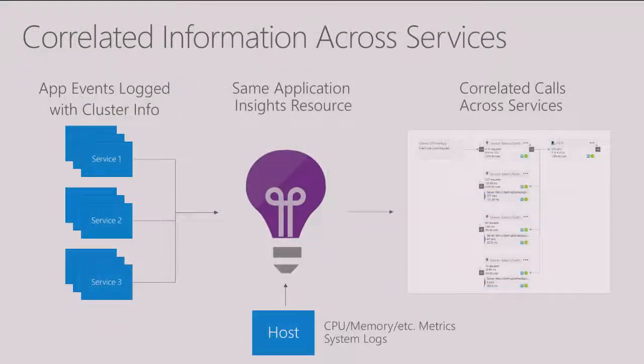So how do we tackle this? Well, on the left-hand side, I've got my 3 services, each with multiple instances. And what we do is we log all of those services to the same Application Insights resource, but we include information about the cluster that they're running in. And I'll talk about how you get that information with some of our new SDKs in a moment. And we can also log information from the host, like CPU, memory, or other metrics, as well as system logs to that same Application Insights resource.